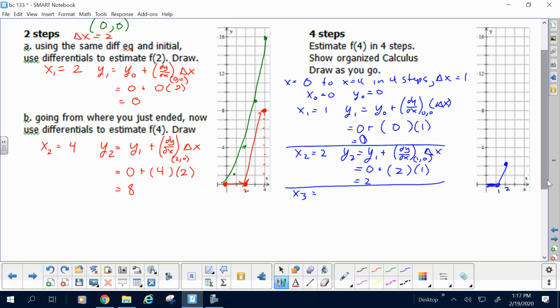x3 will be 3. y3 is y2 plus dy dx at the previous point. The previous point was 2 times the delta x. Substitute. The previous y we left off at was 2. What's the rate of change now? 4 times the delta x of 1, which will take me to a new y of 6. 3, 6.